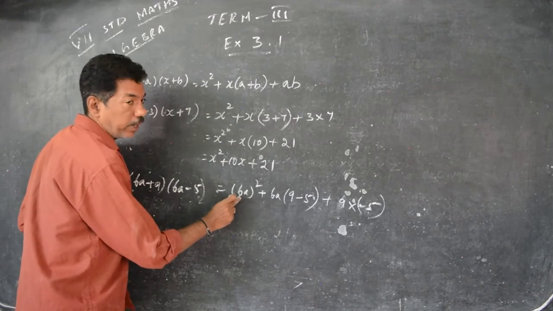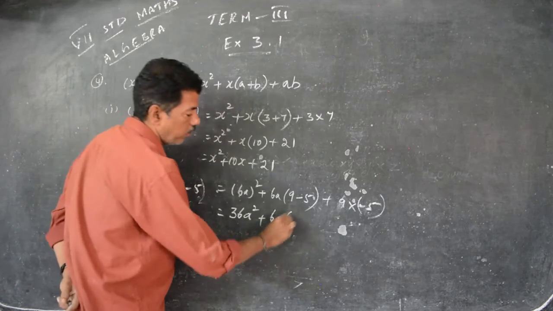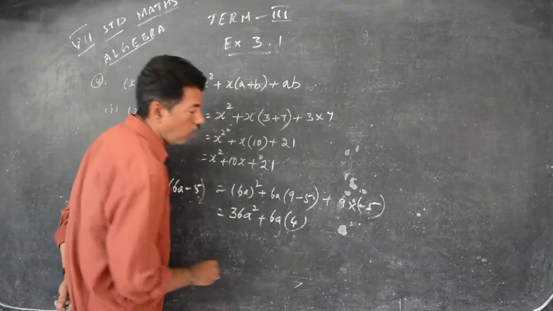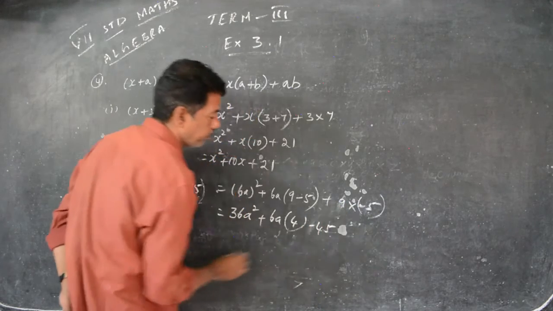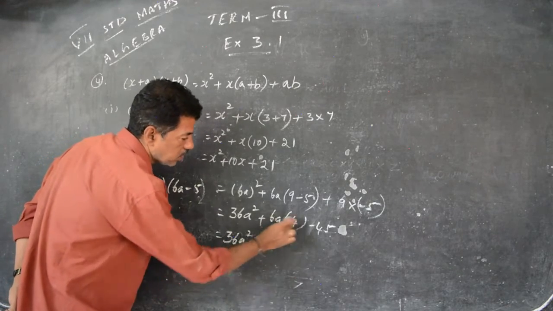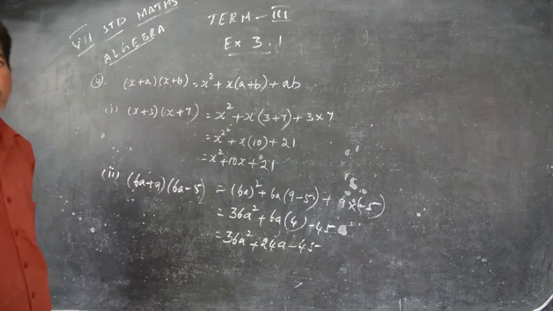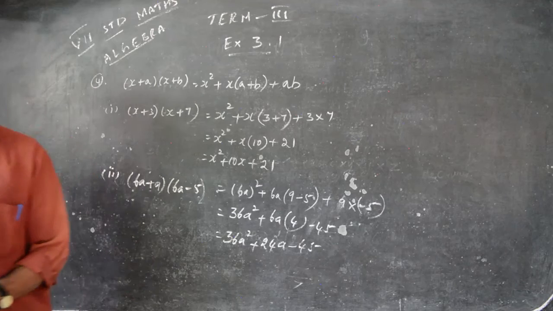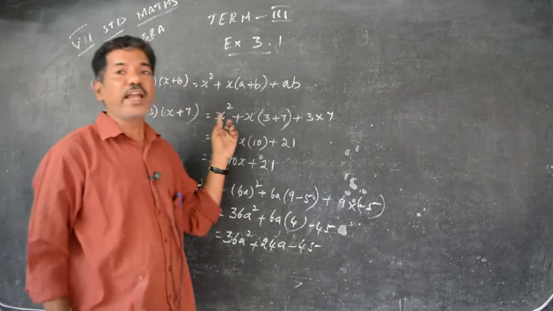Now when you square 6a, you get 36a square plus 6a into 4. 9 by 5 is 45, with the minus sign it is minus 45. So 36a square plus 24a minus 45. Can you follow this? So this is the second one. Any doubt in this? Again, I'll repeat.